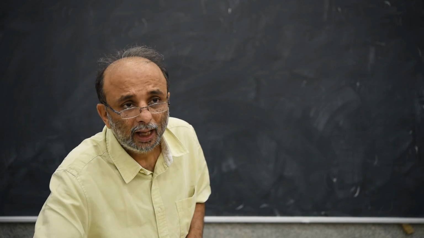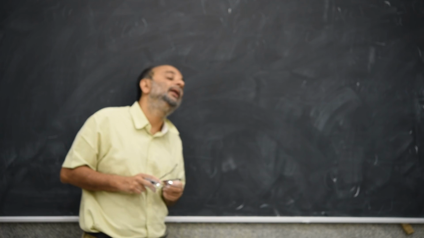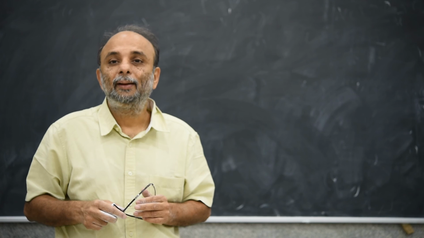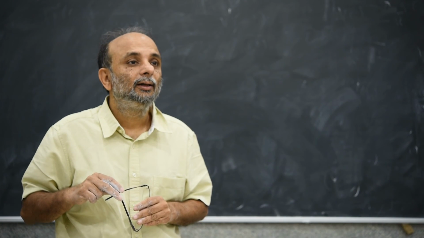Okay. So now, what happens if the principal is risk averse and the agent is risk neutral? What happens if the principal is risk averse and the agent is risk neutral?